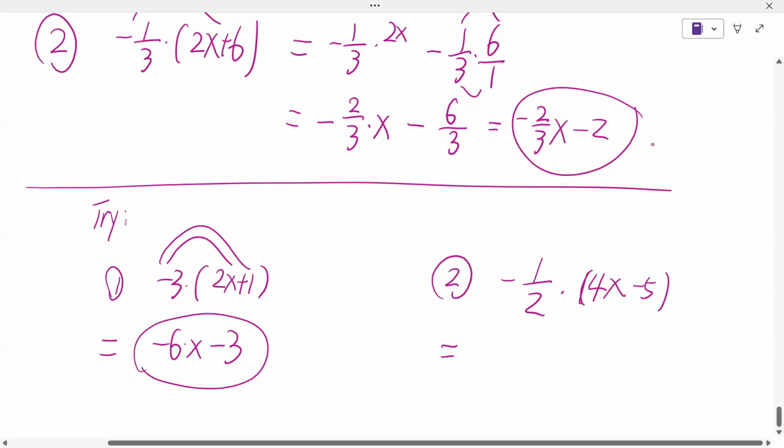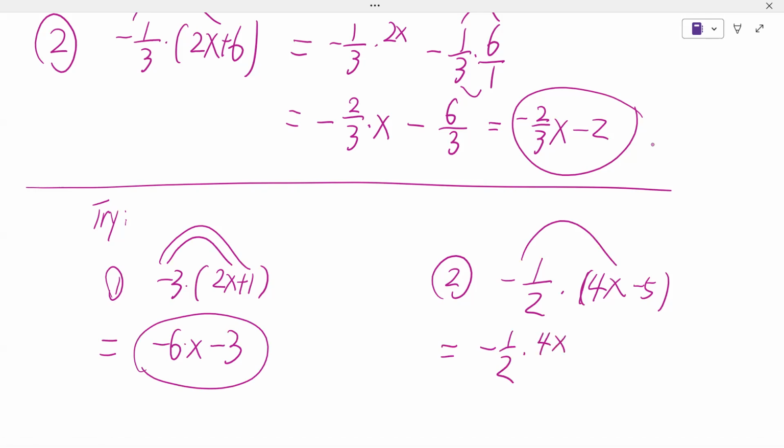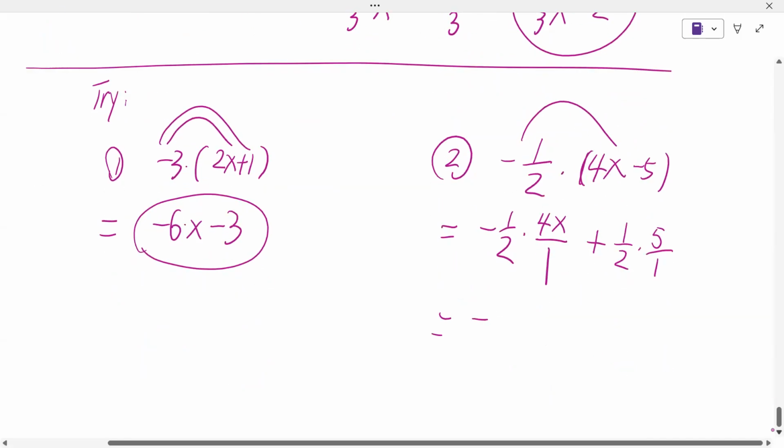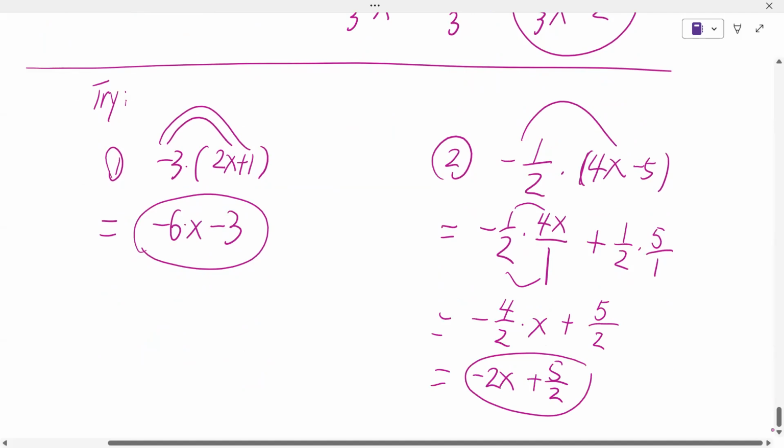Part 2. Negative half times 4x. You can make a fraction if you want to, right? And same thing here, minus half times minus 5, minus times minus becomes plus, we get half times 5. Again, we get a fraction. So we get minus 1 times 4 is 4 over 2 times x, right, 1 times 4, 2 times 1. And 1 times 5, that's 5, 2 times 1, that's 2. So I simplify. 4 by 2, that's 2, so 2x over 2. Any question about this?